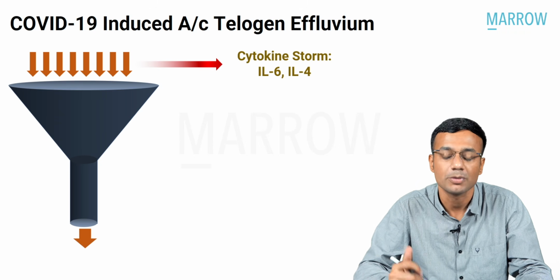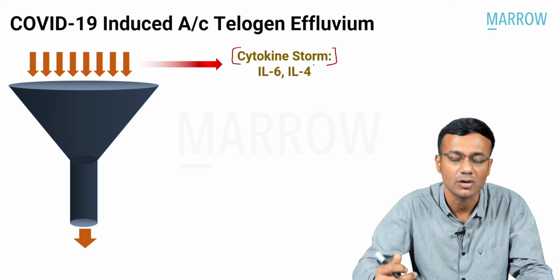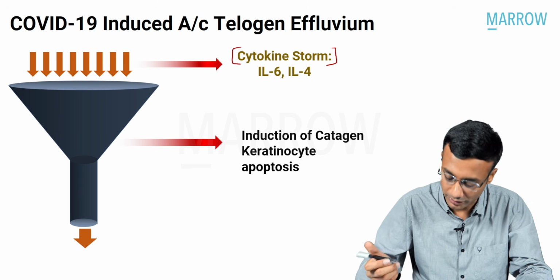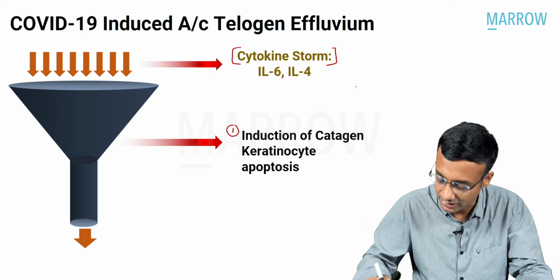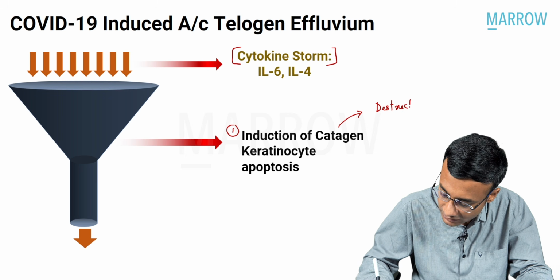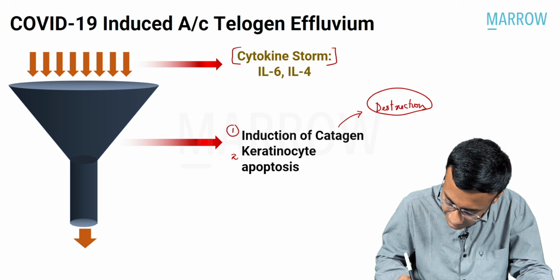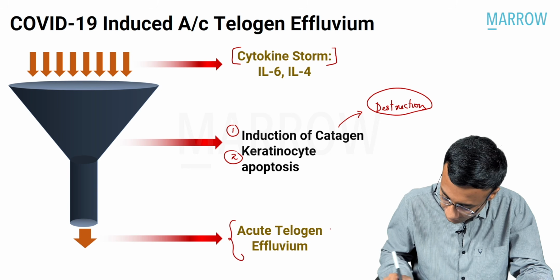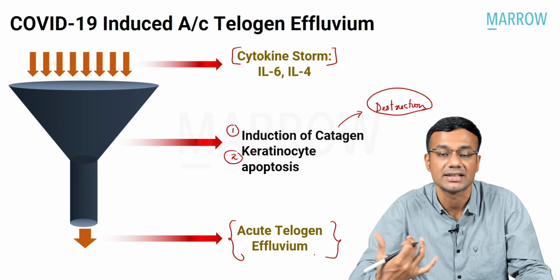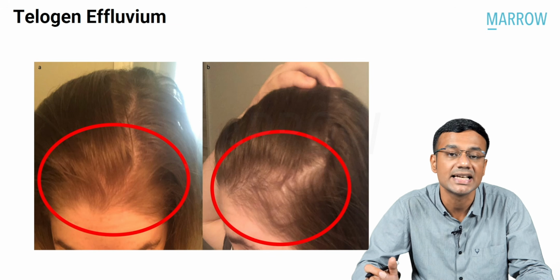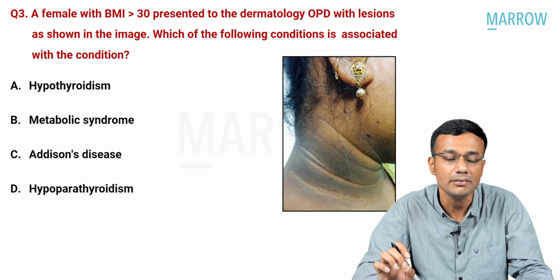Now, what we need to remember here is the mechanism of COVID-19 induced telogen effluvium. Number one, there is production of pro-inflammatory cytokines. A lot of cytokines like interleukin 6 and 4 are produced. As a response to the cytokines, you're going to have induction of catagen. Catagen is basically the destruction phase or involution phase of the hair, where there is catabolism and keratinocyte apoptosis. Once there is keratinocyte apoptosis, you start developing acute telogen effluvium. This mainly happens as a response to the increased pro-inflammatory cytokines. And we identify it by intense hair fall 3 to 4 months after a significant systemic stress.